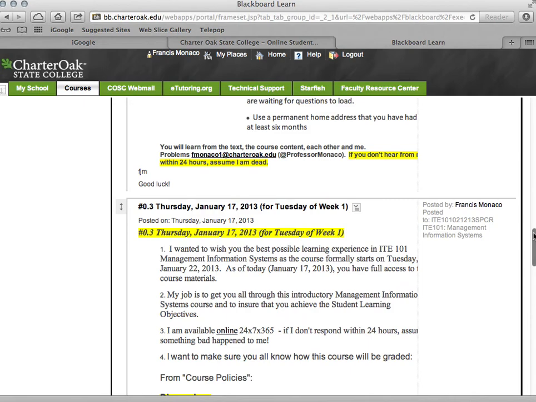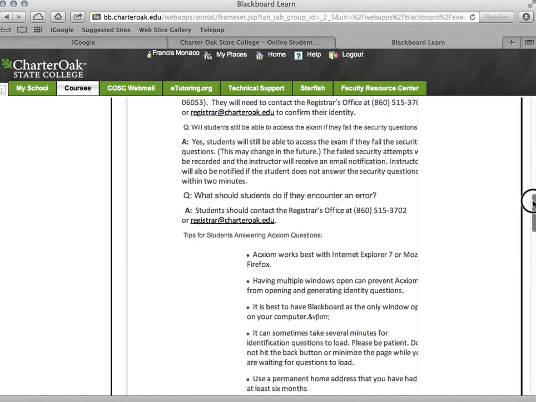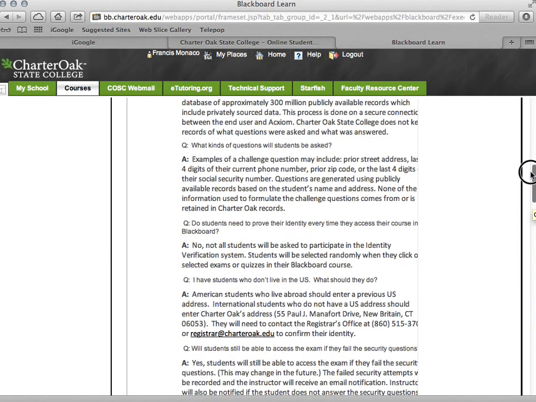These announcements are important because I give you little hints on how to get through the course material, and also how to contact me if you need something. I want to stress that if you don't hear from me in a certain period of time, 24 hours is the limit I've set on myself, assume something bad happened to me, and contact your advisor.